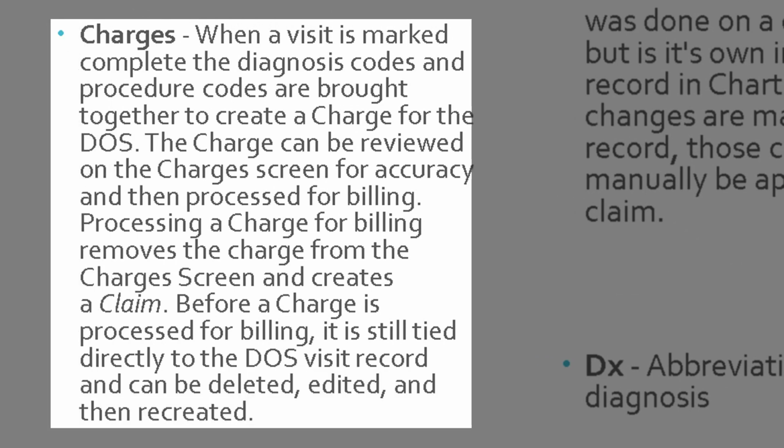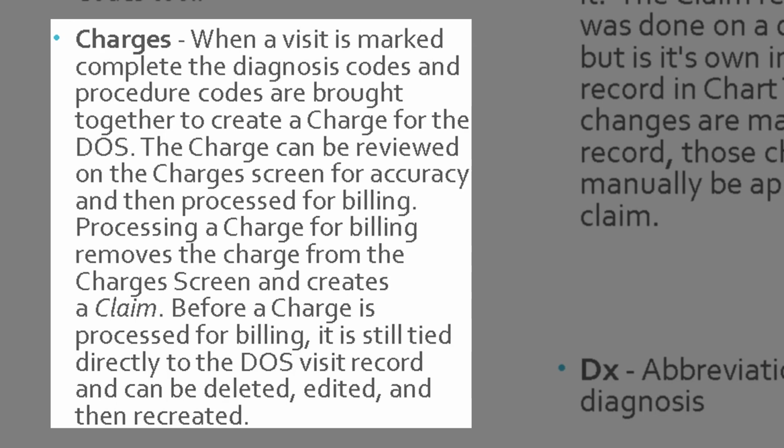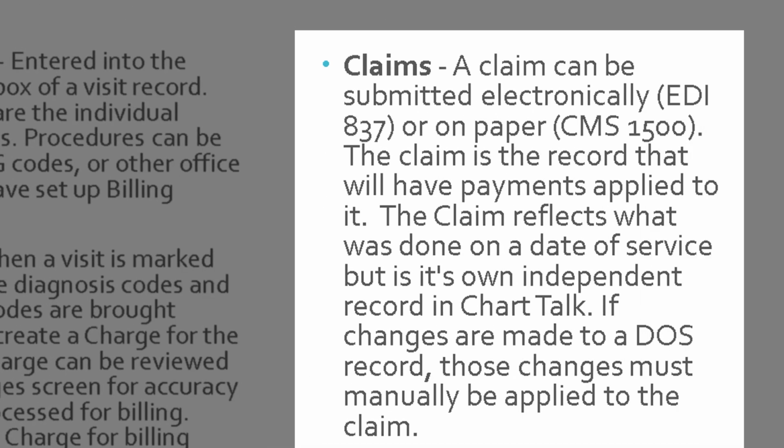Charges are the financial records that payments will be applied to. When a charge is created, it pulls together information from the patient appointment, visit record, as well as the patient and payer configurations. A claim is a record submitted electronically to your clearinghouse or printed on a 1500 form. A claim is put together based on information in the charge as well as settings for the payer and clearinghouse configurations.